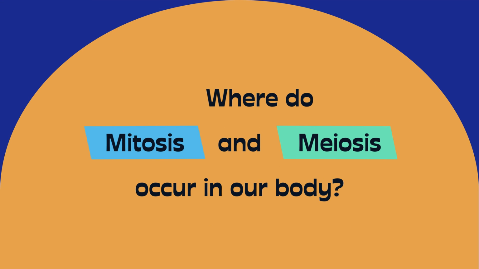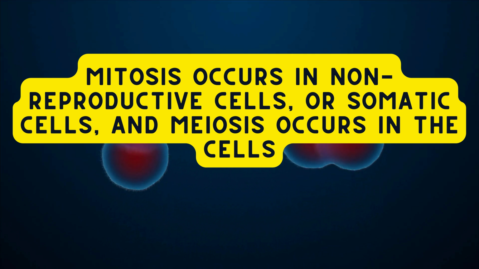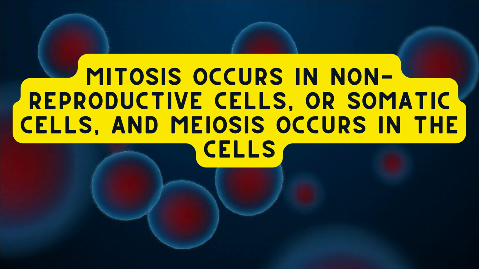Where do mitosis and meiosis occur in our body? Mitosis occurs in non-reproductive cells or somatic cells, and meiosis occurs in the cells.